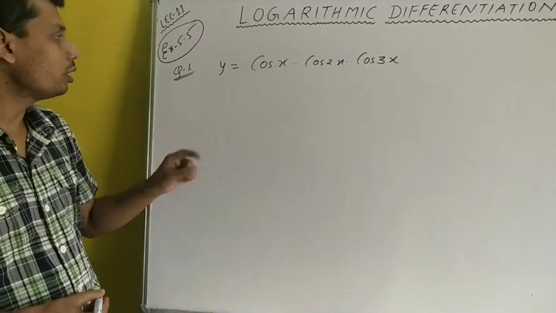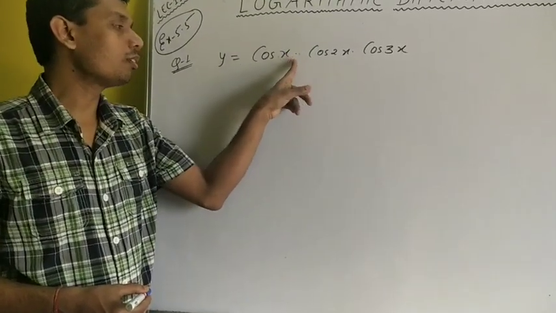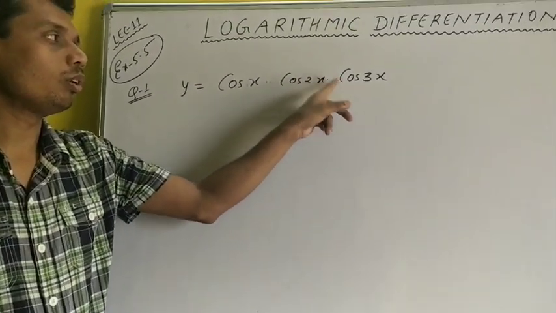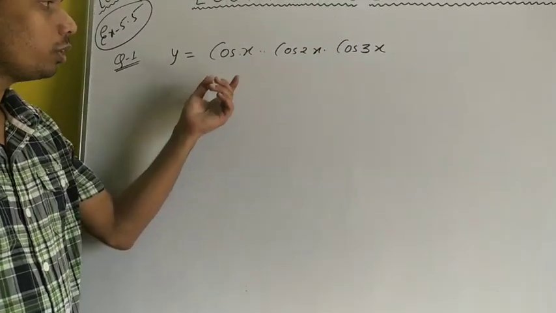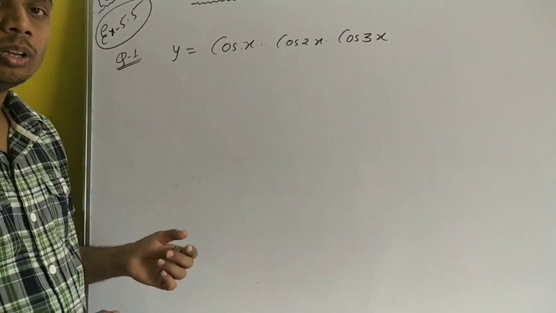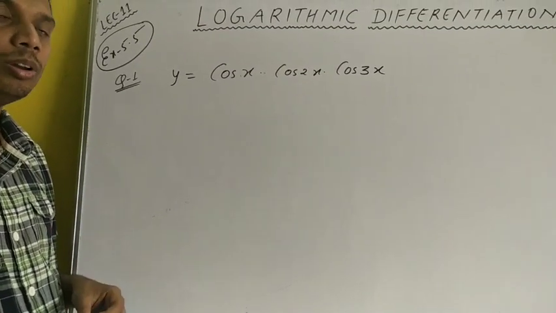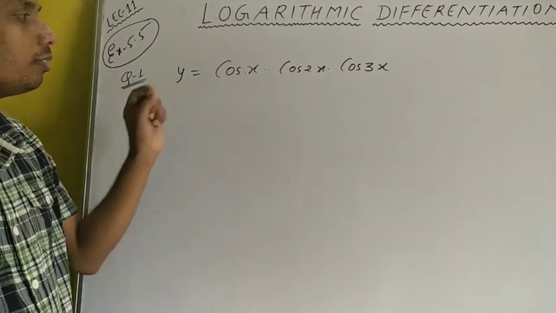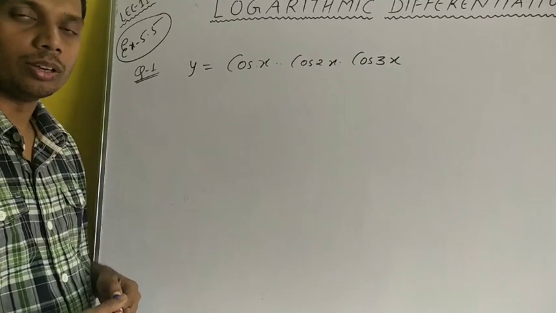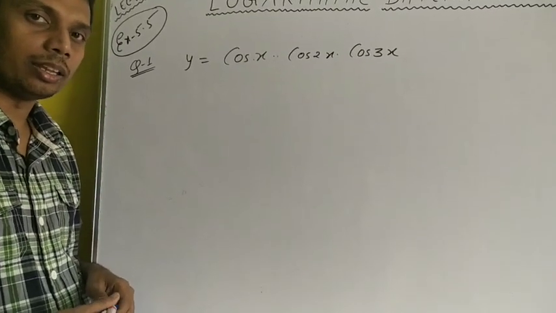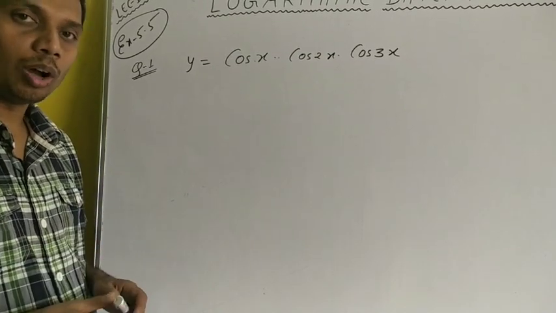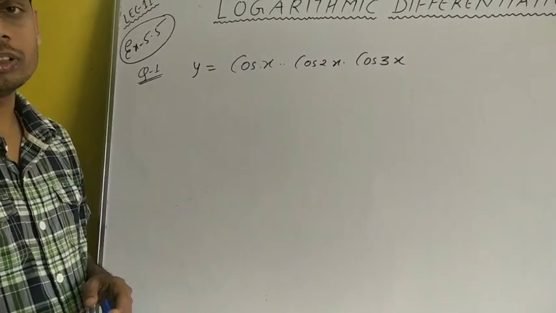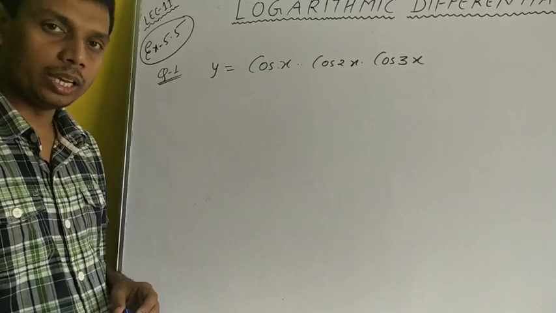See the first question: y is equal to cos x into cos 2x into cos 3x. We can apply the chain rule and the product rule, and with their help we can differentiate this question, but it will be lengthy. But if we proceed by taking log on both sides, our differentiation will become easier.